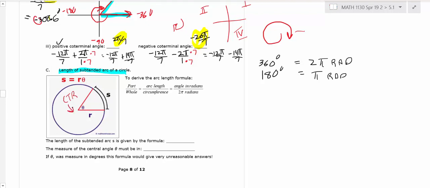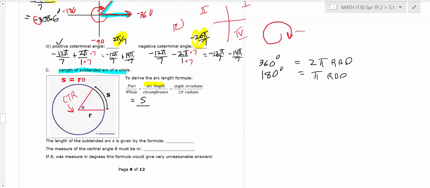So I'm going to show you where that formula comes from. You have to know a little bit of background information to do this. What we're going to do is put together a proportion. We're going to relate the part to the whole. The part is the portion around the circle. The whole is all the way around the circle. When we put this together, first of all, we have the arc length, and the arc length is S.